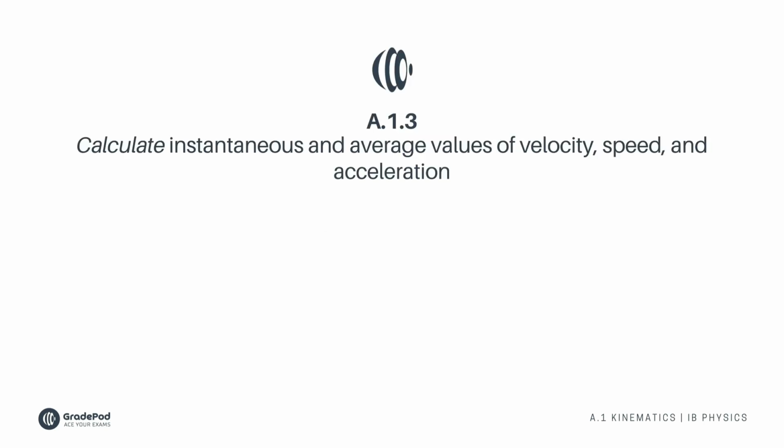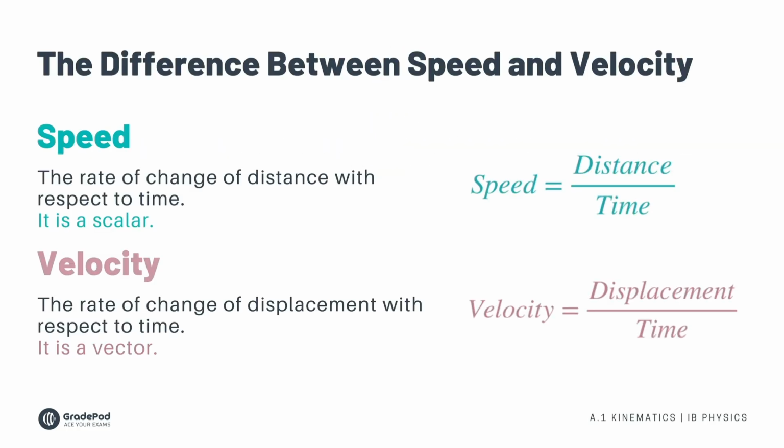For learning objective 3, we're going to look at how to calculate instantaneous and average values of velocity, speed and acceleration. And we're going to concentrate mainly on speed for this. Let's just have a little bit of a further look at the difference between speed and velocity first, because in the previous section we looked at the definition of both of these terms, but actually it's very helpful to have an equation for both speed and velocity.